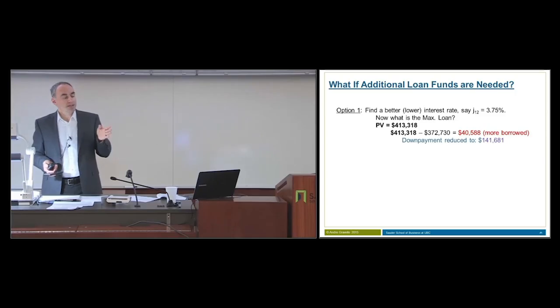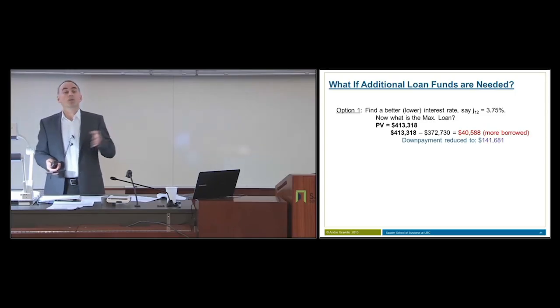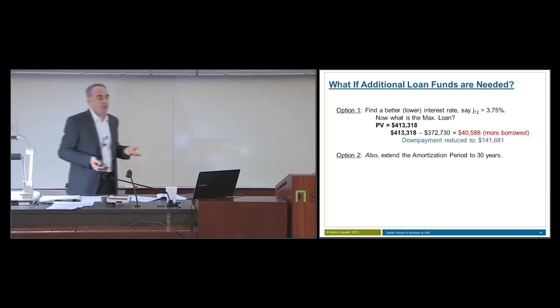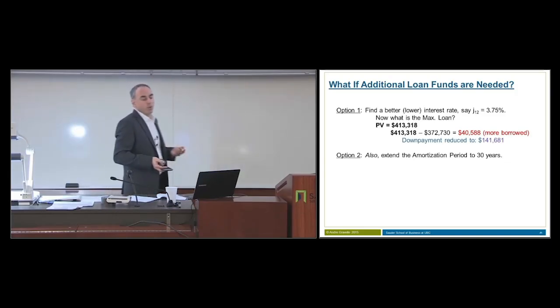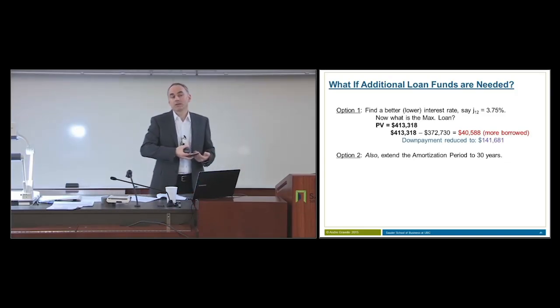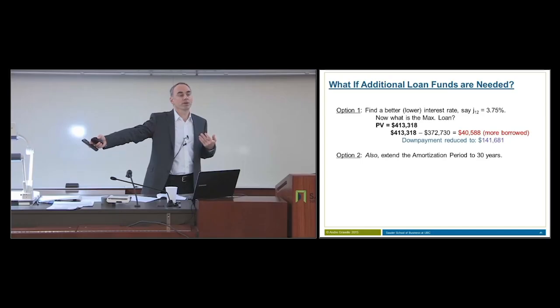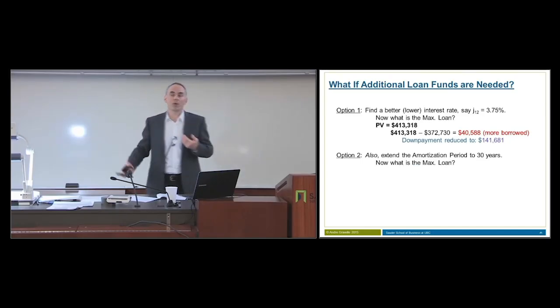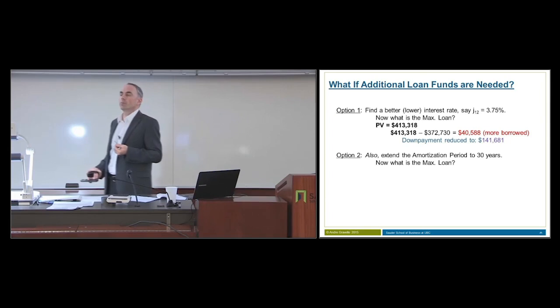Well, suppose they didn't have $141,000 either. What could they do? Well, they can think about the mortgage terms, and they can say, well, what if we extended the amortization period to 30 years? What if we could do that? Well, if we could do that, what effect would that have on how much we could borrow?